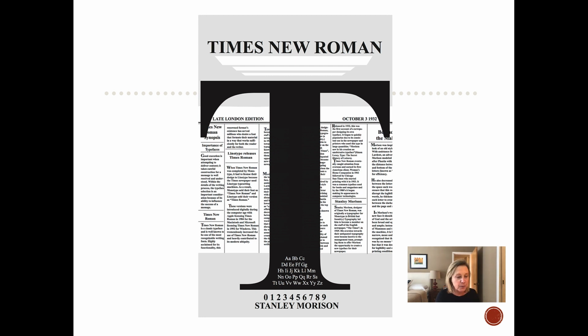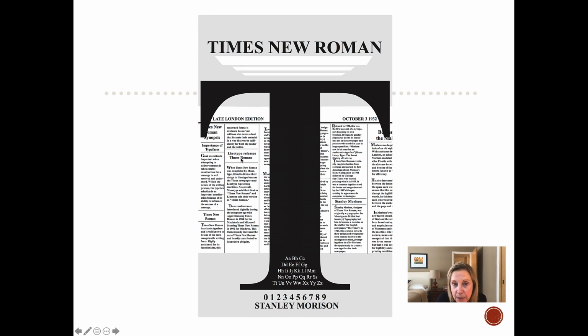And now, Times New Roman. Times New Roman was designed by Stanley Morison for the Times of London newspaper. He designed it in 1929. The Times of London newspaper commissioned Morison to design a typeface that would be easy to read, so readable in small sizes. And newspapers of that era tended to use type that was much smaller than newspapers today.